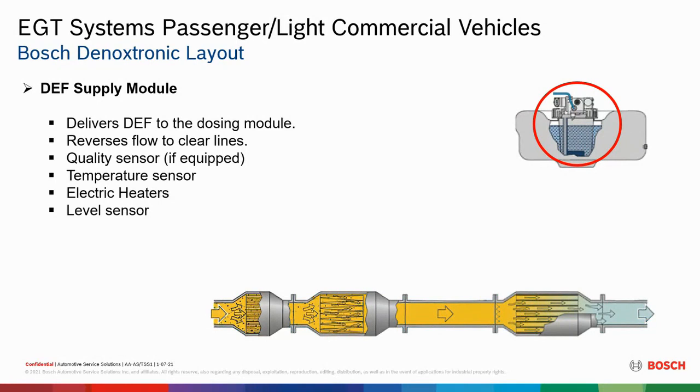Temperature sensor, we need to know the temperature in order to thaw the fluid out, which we'll talk about freezing temperatures in a second. Electric heaters throughout the system, depends on what type of system and how many heaters we're going to have in it. And I'll get into that because there's a couple different Bosch systems that we have out there. And also a level sensor, that's gone through a few different generation changes too.